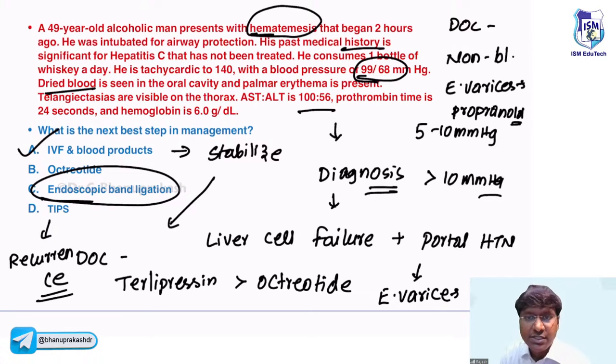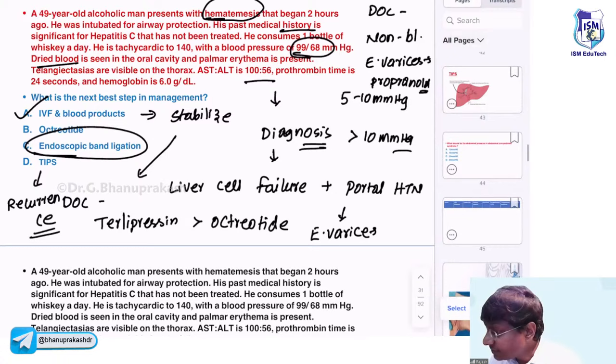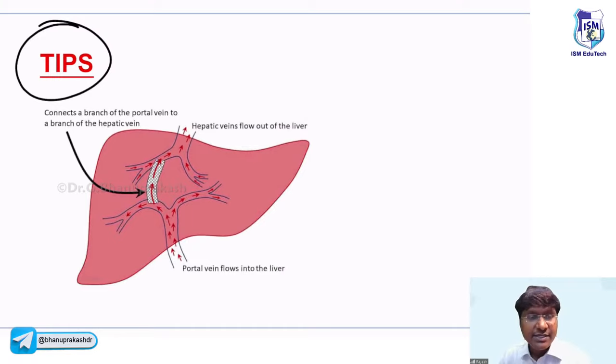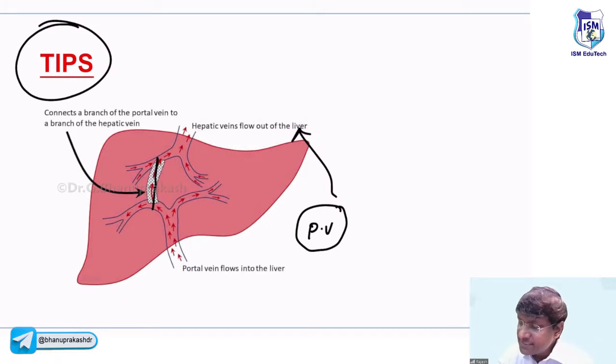And I'll show you a few more questions. What exactly is the TIPS? That image is very important. This is your TIPS, transjugular intrahepatic portosystemic shunt. So basically what we do in the TIPS is we bypass the liver. By bypassing the liver, we connect the portal vein directly to the hepatic vein. So in between, what are we bypassing? We are bypassing the portal sinusoids. That is what is called TIPS.